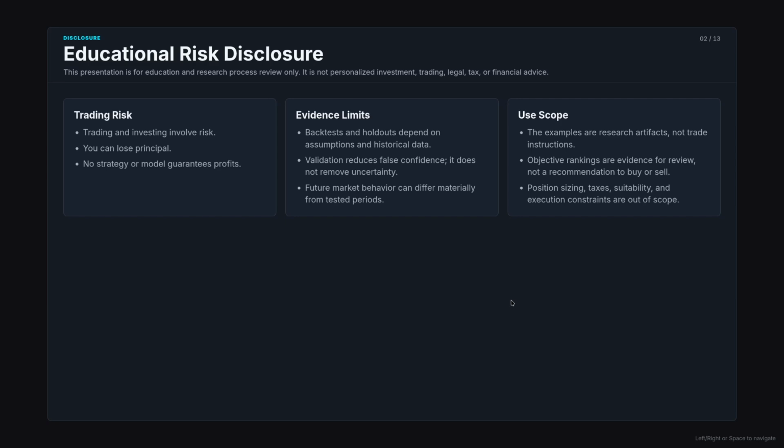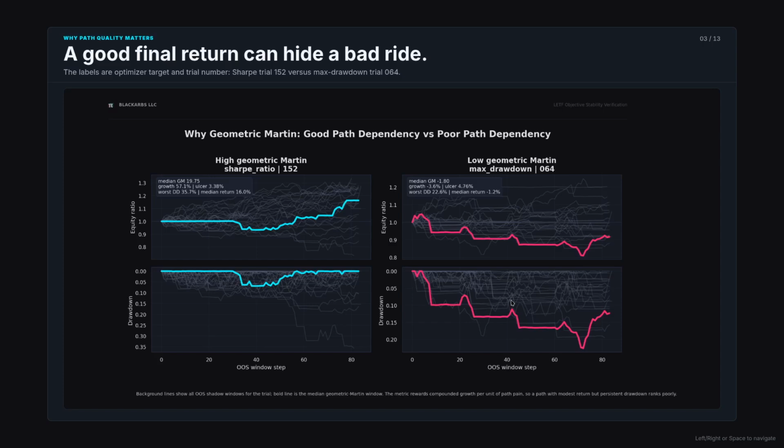Evidence limits. These are backtests and holdouts. They depend on assumptions and historical data. Validation does reduce false confidence, but it does not remove uncertainty. And then the scope, these examples are research artifacts, not trade instructions. Objective rankings are evidence for review, not a recommendation to buy or sell. Position sizing, taxes, suitability, and execution constraints are out of scope. So let's get to it.